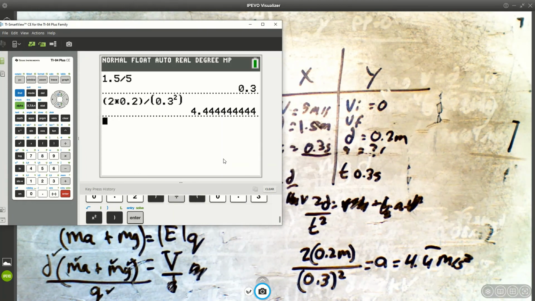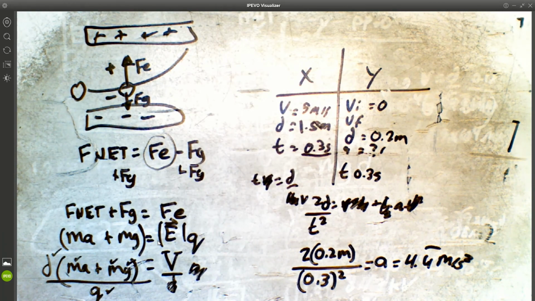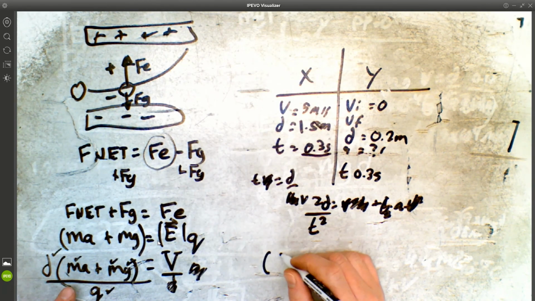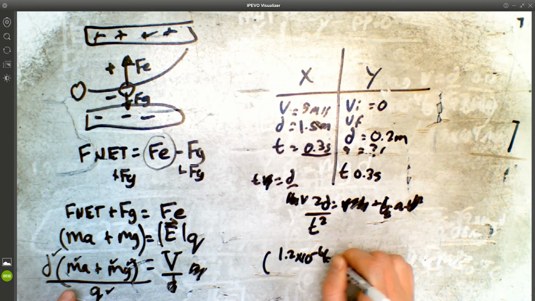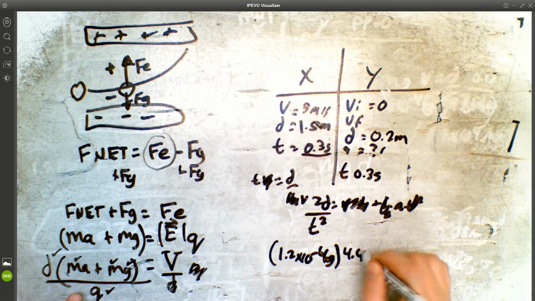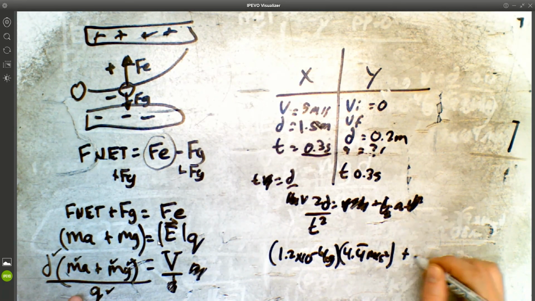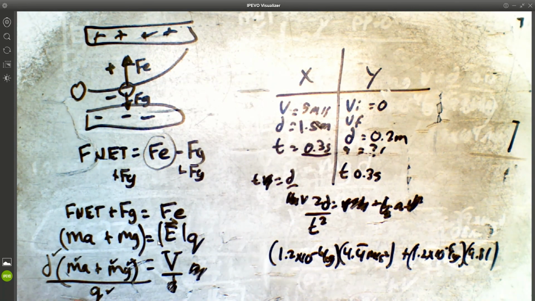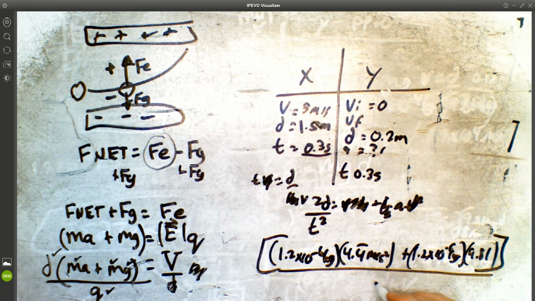Okay, so now we are ready to plug stuff into this equation here. So I'm just going to erase what we just found, the 4.4 repeated, so I have room. Okay, let's do the stuff in the brackets first. So my mass is 1.2 times 10 to the negative 6 kilograms. My acceleration is 4.4 repeated. Make sure to use the repeated. 1.2 times 10 to the negative 6 kilograms times 9.81. Okay, so find an answer for this first. Our charge is 0.5 microcoulombs.